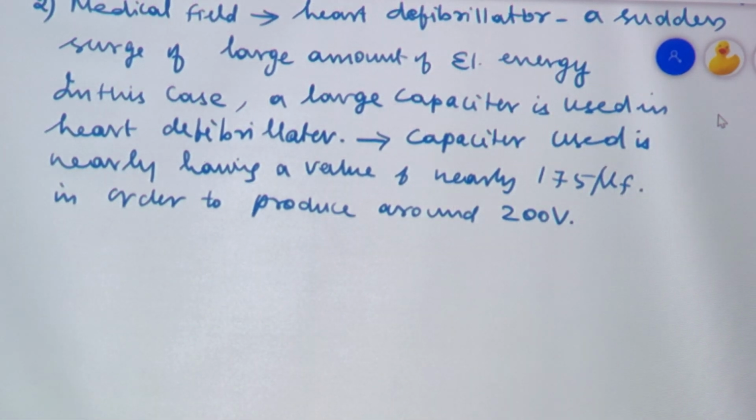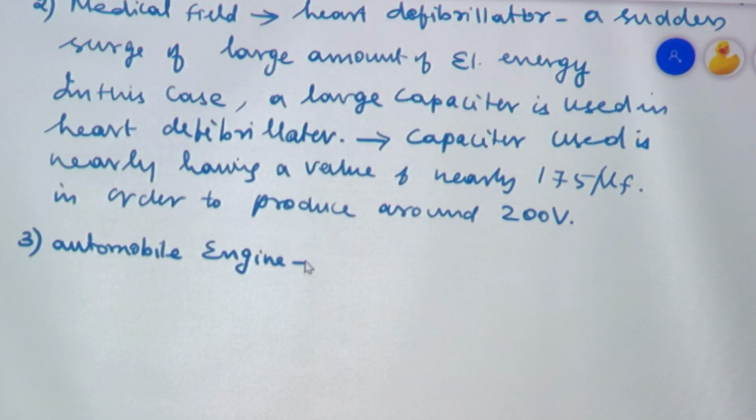Let us go for the third application. While you are considering automobile engines, either a two-wheeler or a four-wheeler, for making the engine initially get started, that is ignited, we supply a voltage with the help of a battery that is available in our vehicle.